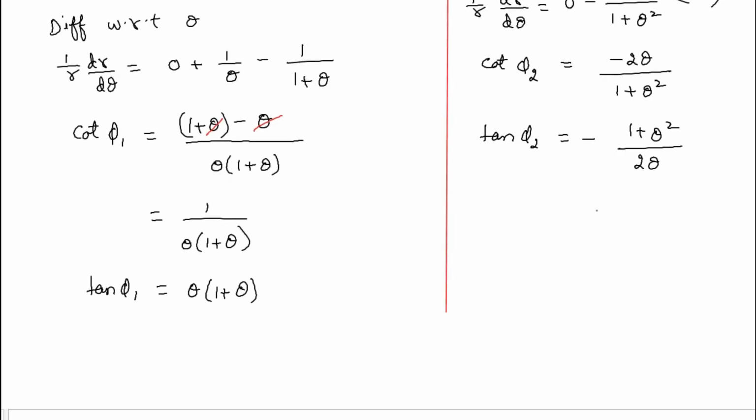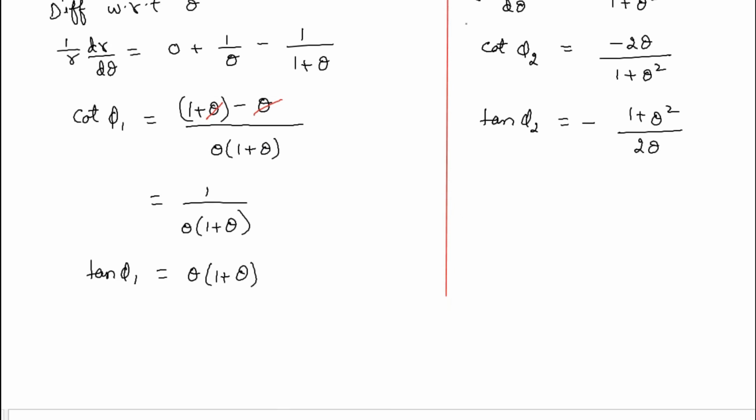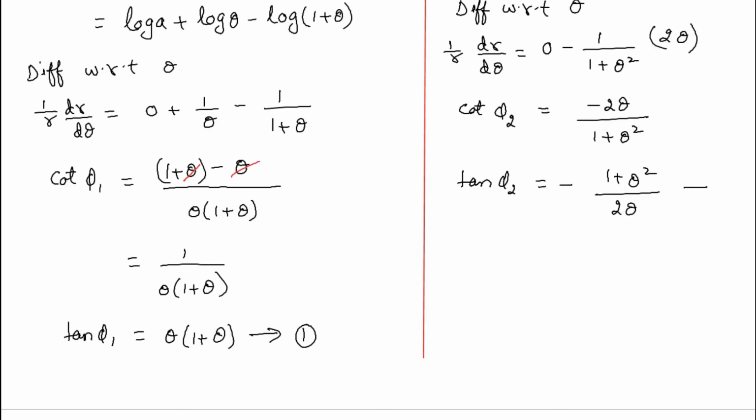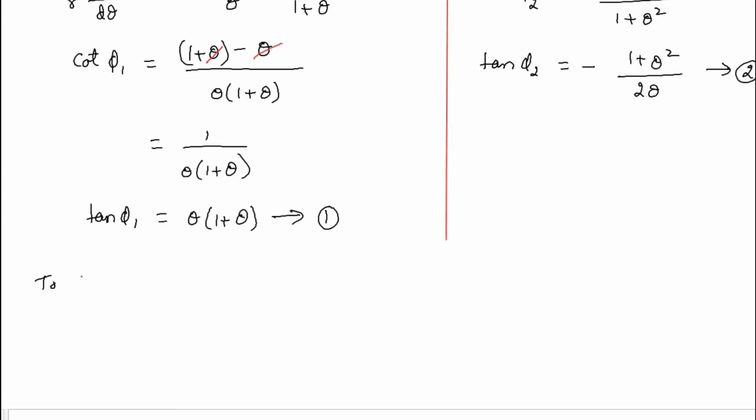As we observed in the previous problems, we have got the value of φ1 and φ2 independently. Since we got tan φ1 and tan φ2 in terms of θ over here, we'll first find out the value of θ and then find out the value of the angle between the two curves. So for that, let me take this as equation number 1 and this as equation number 2. We'll first find out the value of θ.